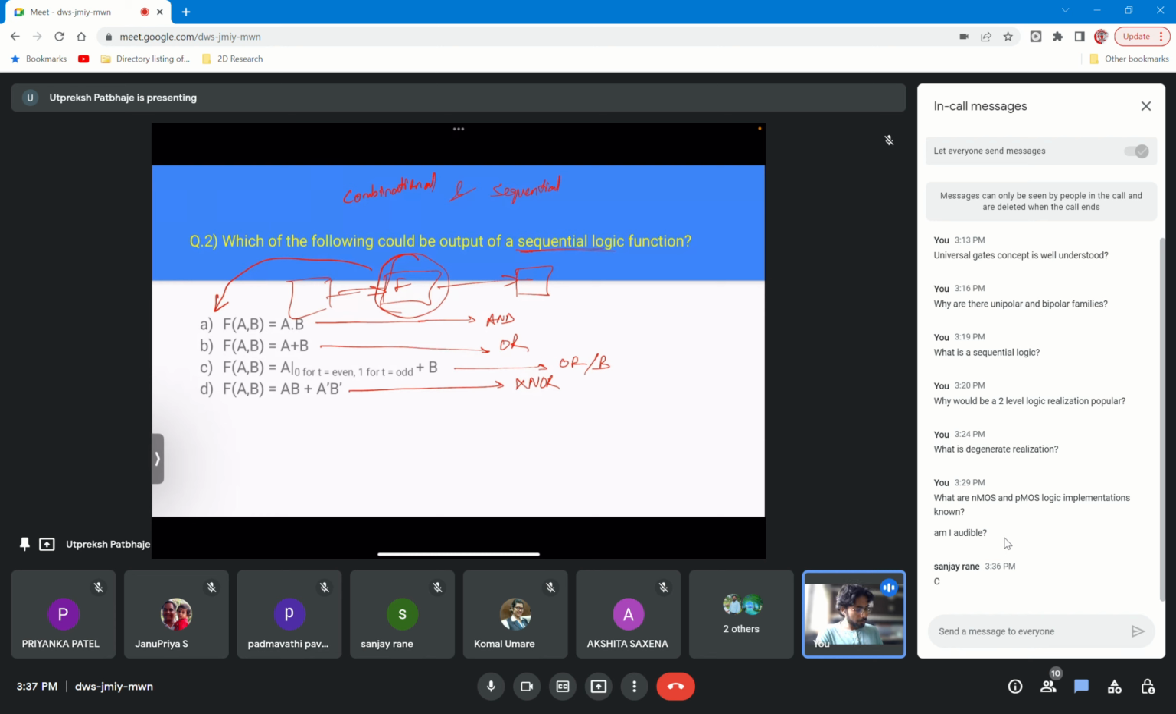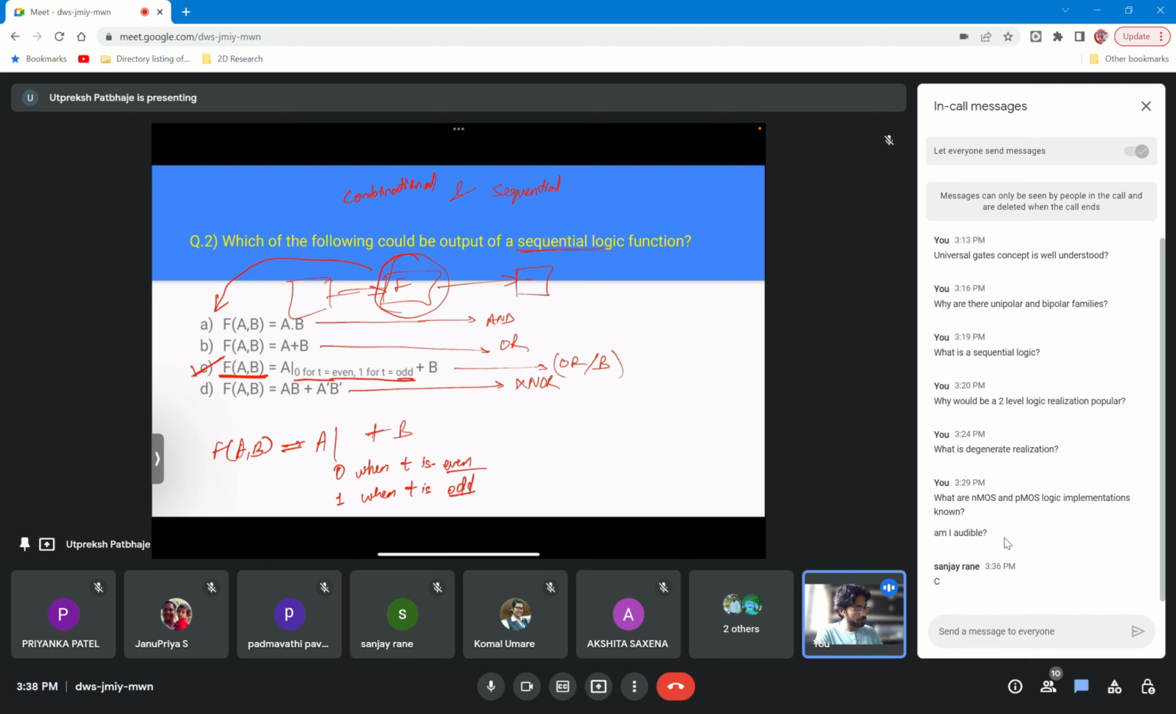So here C is something which can be an output of a sequential logic function. In this case, in C, you have a condition written here. I think this is visible. This is a bit small text, but there is a time dependency to the output. So I will just write this in bigger letters. So here the f is defined as A, which is 0 when t is even, and 1 when t is odd. This is just plus with B. So that's why the output is OR or B.